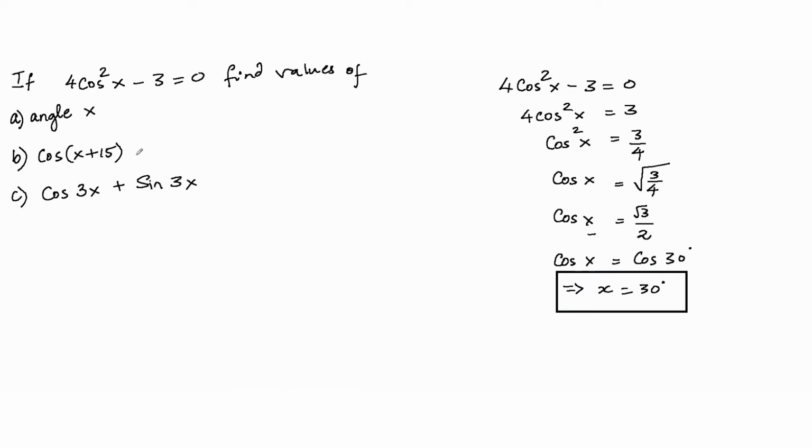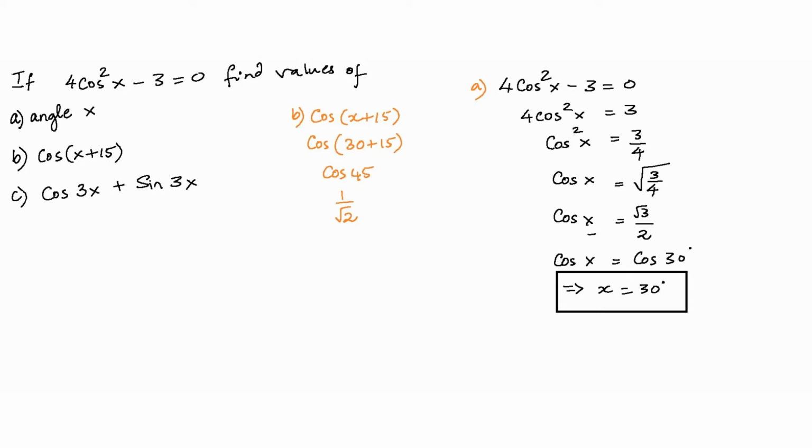Now I am solving the B subpart. The B subpart says find the value of cos of x plus 15. Now I know the value of x, the value of x is 30. That means that I can find the value of this expression. This is cos of 30 plus 15, which is basically cos 45. And I know the value of cos 45 is 1 by root 2. Now let me find the C subpart.